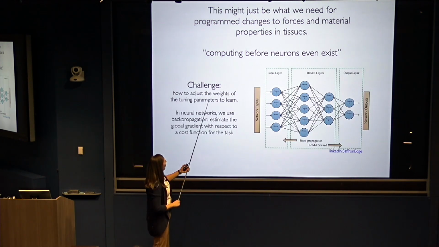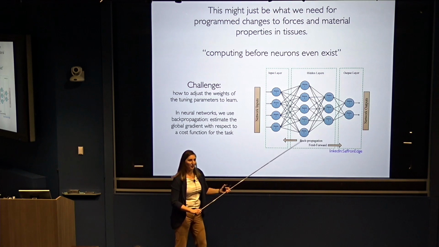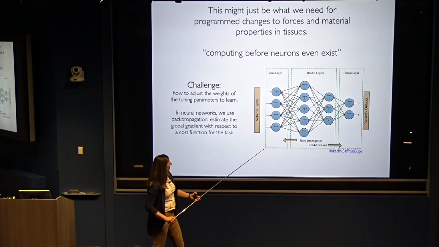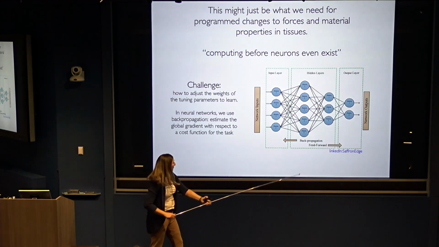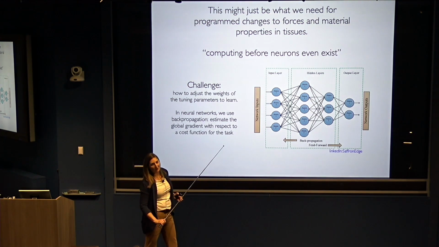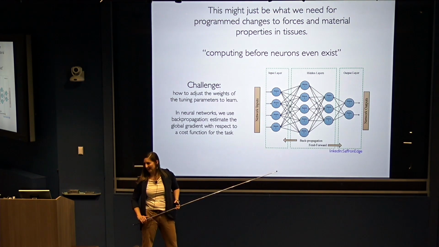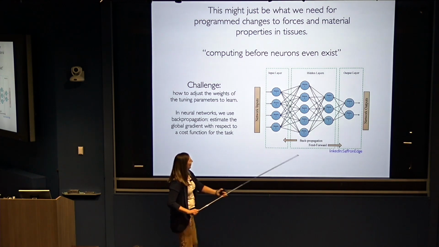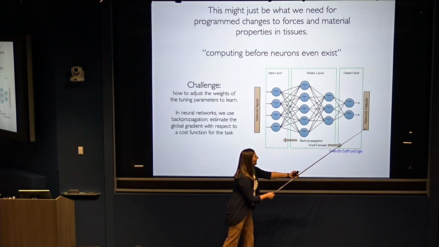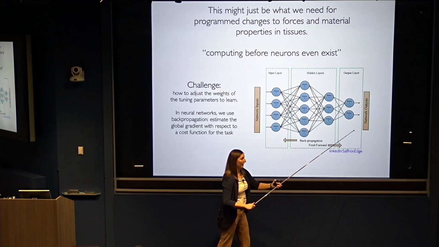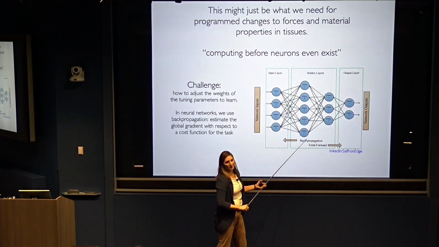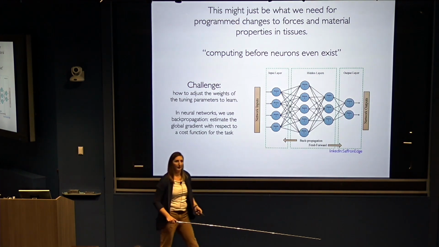Okay, so of course the challenge is, this is a standard picture of a standard neural network, and in neural networks, we use a process, maybe some of you are aware, called backpropagation in order to estimate the global gradient with respect to a cost function to execute a task. It's okay if that means nothing to you, but in case it does. We have an input, we have a desired output, we have to adjust the weights in this neural network in order to get the output we want, and the algorithm that most people use to do that is called backpropagation, okay?